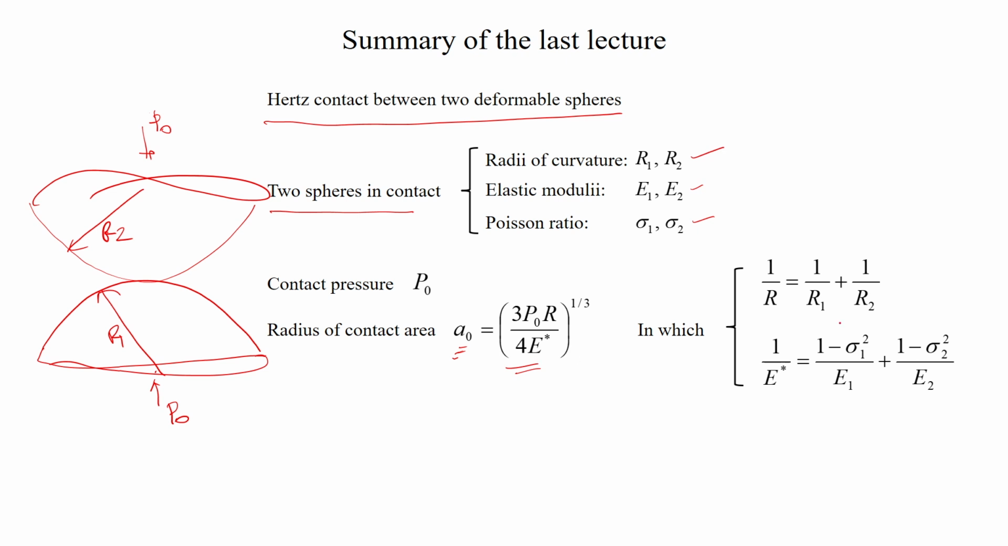So, here remember 1/R is the effective relative radii of curvature, 1/R1 plus 1/R2, and the effective modulus is given as 1/E star equals (1 minus sigma1 squared)/E1 plus (1 minus sigma2 squared)/E2. Here sigma1 is the Poisson ratio, and in many cases we write another notation, capital K, which is 4 E star by 3. We replace 4 E star by 3 with K just to make things a little more compact, that is it.